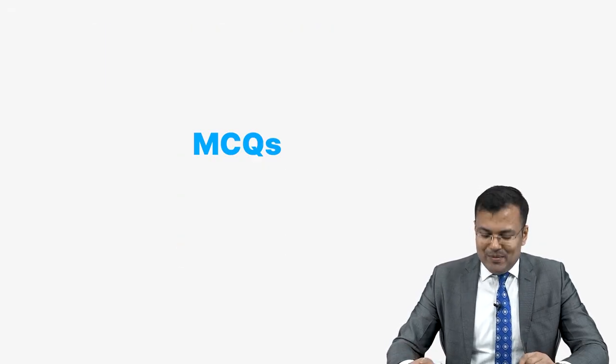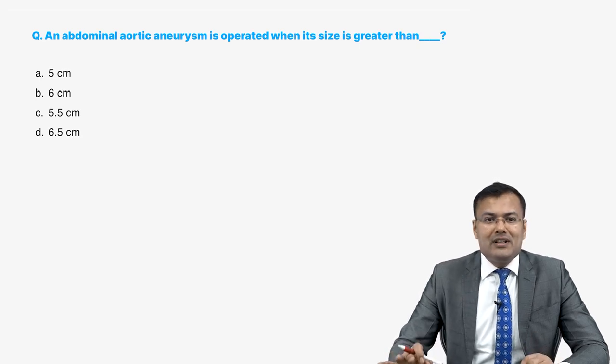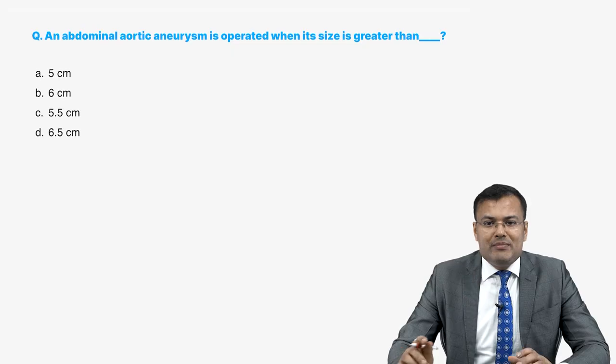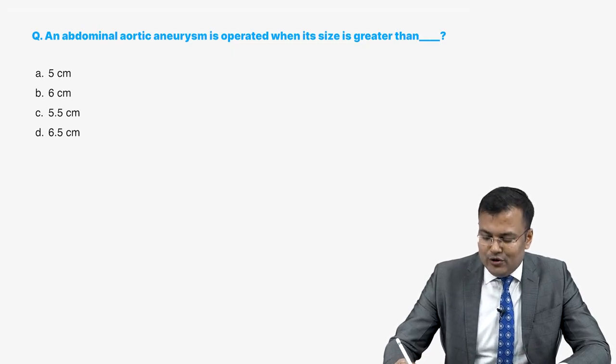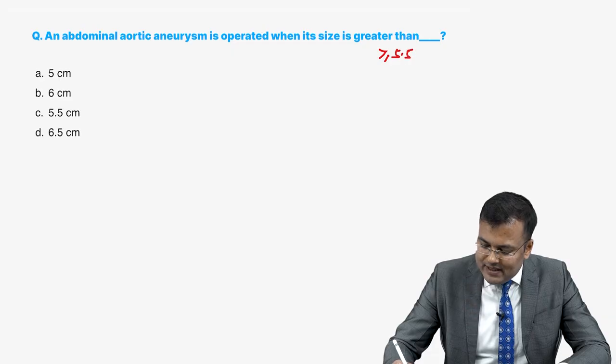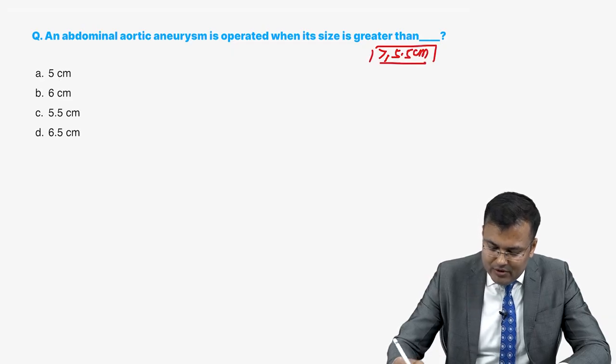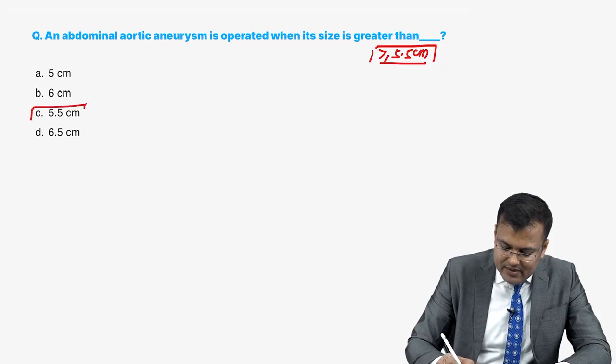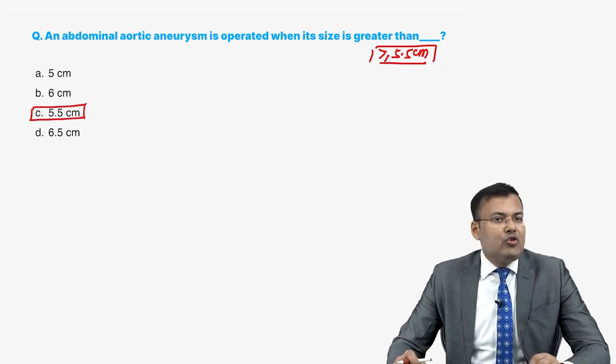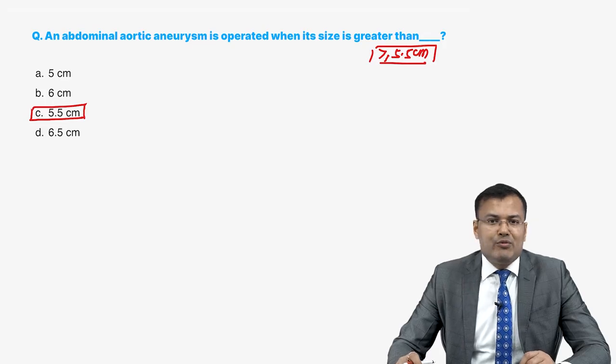So guys, let's discuss the MCQs. First question, which is very, very important. Abdominal aortic aneurysm is operated when the size is greater than or equal to 5.5 centimeter. Obviously, what's the correct answer? C. It is C. For descending thoracic aorta, it is more than or equal to 6.5 centimeter.